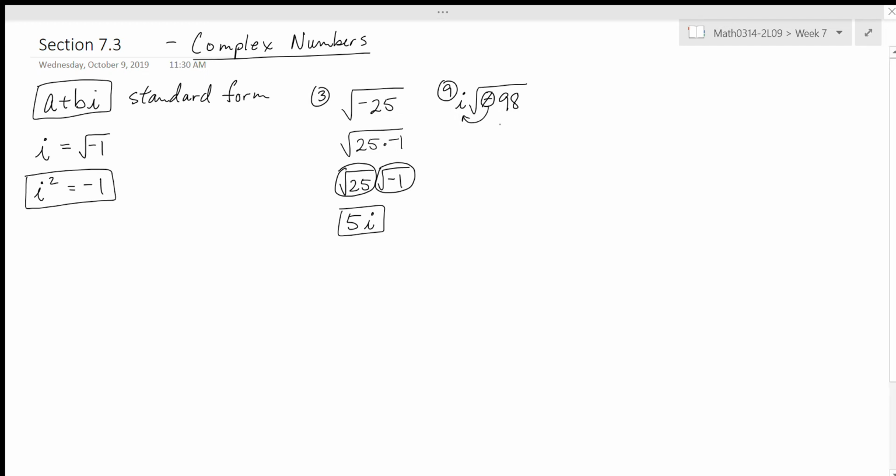And then 98 does not square root nicely, but can I break it down? Can you give me 2 numbers that multiply to make 98, one of which will square root? Good. 49 and 2. 2 times 49 is 98. And the square root of 49 is? And so see, the 49 gets to come out, but I have to square root it. And so the final answer is 7i square root of 2.